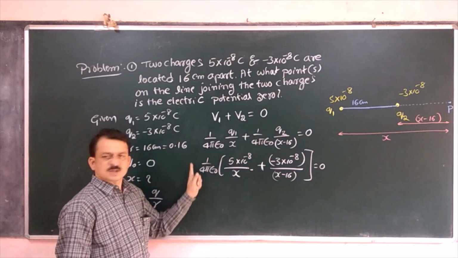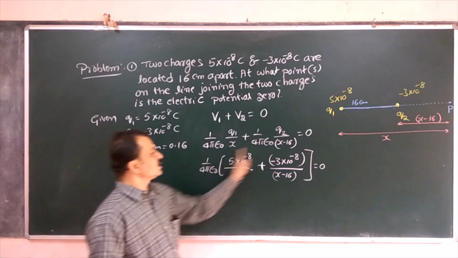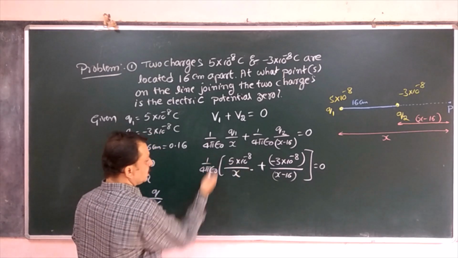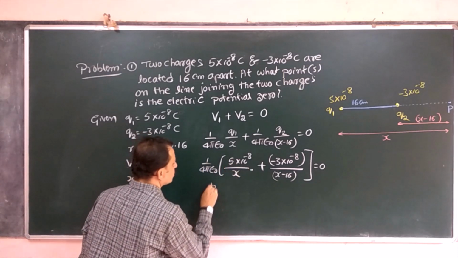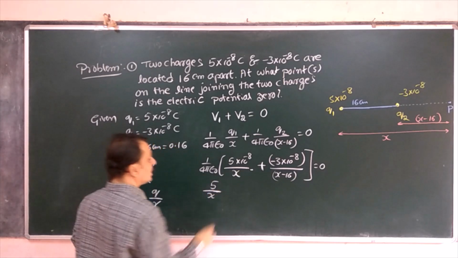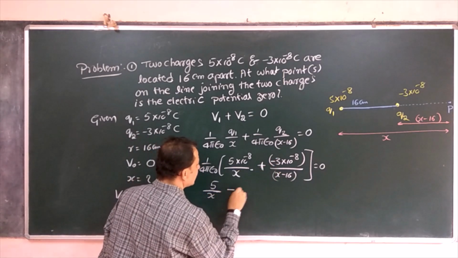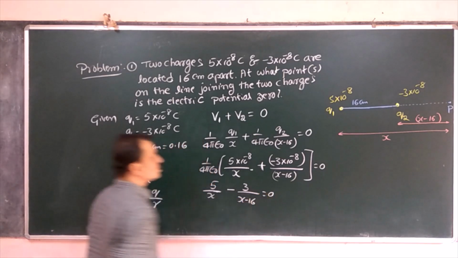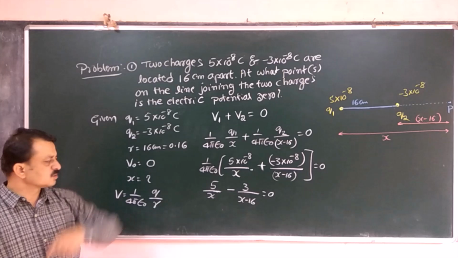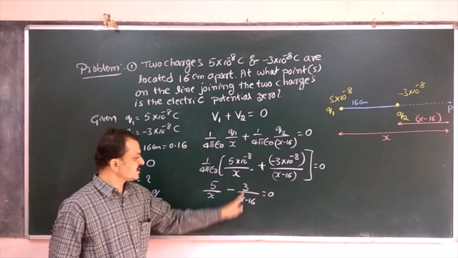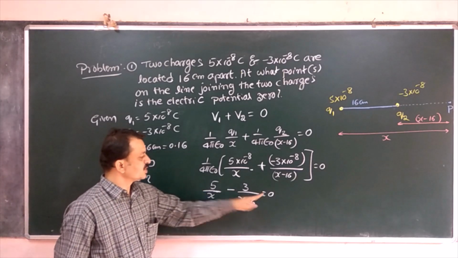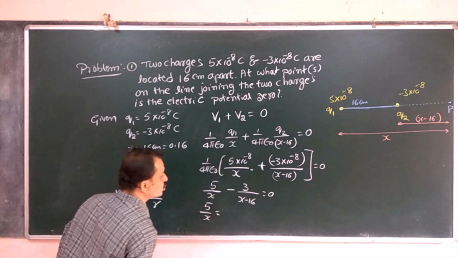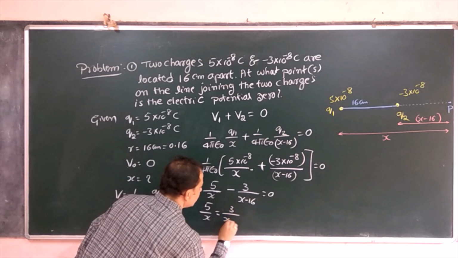So 10 to minus 8 also cancels out as common, therefore the term within the square bracket becomes 0. So taking 10 to minus 8 common, I will get 5 by x plus into minus minus 3 by x minus 16 is equal to 0. 10 to minus 8 is common and has gone. Therefore 5 by x minus 3 by x minus 16 is equal to 0. So therefore 5 divided by x should be equal to 3 divided by x minus 16.